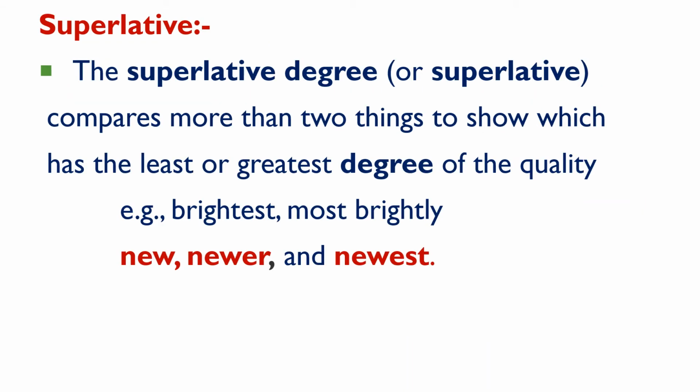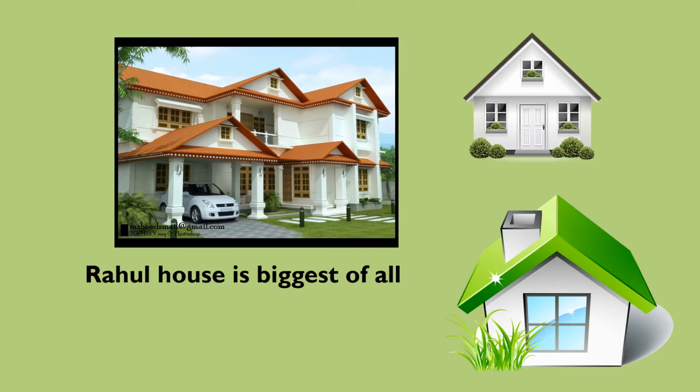Superlative degree. The superlative degree compares more than two things to show which has the least or greatest degree of the quality. For example, brightest, most brightly, like that. Look at here some adjectives. New, newer and newest. New is the positive degree. Newer is the comparative degree. And newest is the highest degree, that is superlative degree.